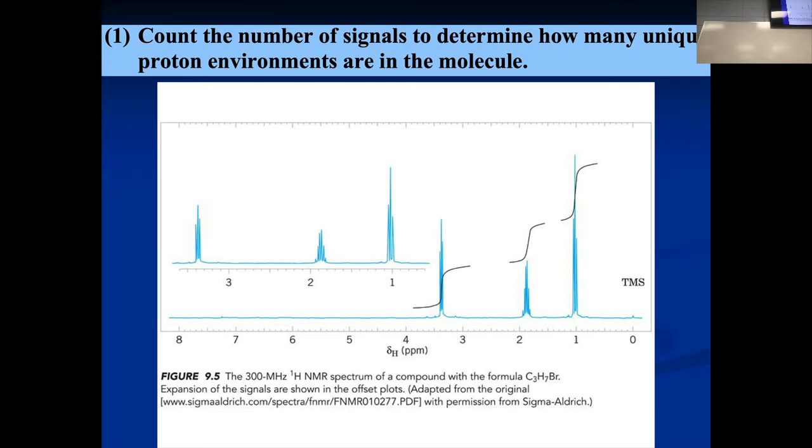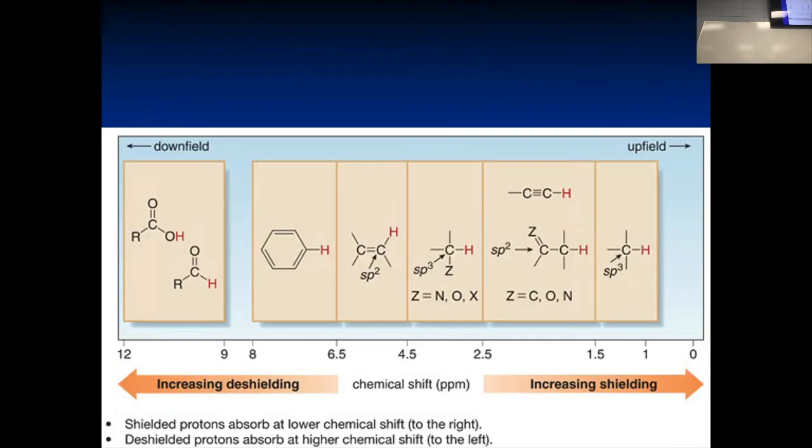We know the molecular formula. I will typically give you the molecular formula if it's an unknown. And this is C3H7Br, right? So I know a little bit already. I can see the splitting. I can count the peaks. I can do all kinds of stuff. But we've determined that there are three unique proton environments in this molecule.